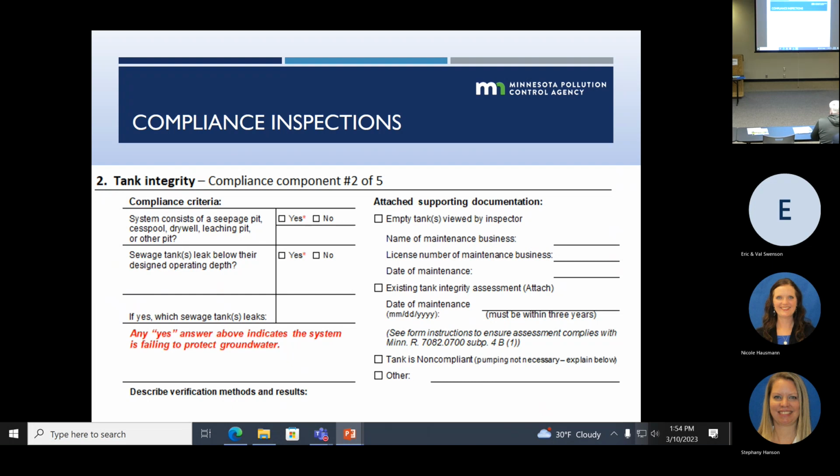Or the lid's caving in, you don't need to pump it to prove that. So if you're in that position where you already know the status, you're going to check not compliant, pumping not necessary, and then it says explain below. And just like up here where attach in parentheses was a requirement, same here, you're going to say the explanation of why you're not pumping it down here in your verification methods and results.